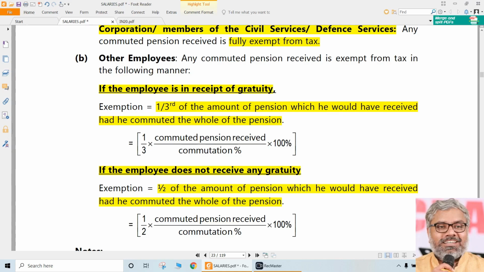So exemption is more for employees who did not receive gratuity. Exemption is little less for employees who received gratuity. So if they already received gratuity, 1/3. If they did not receive gratuity, half. But 1/3 or half of what? 1/3 or half of commuted pension, how much they would have received had they commuted whole of the pension.